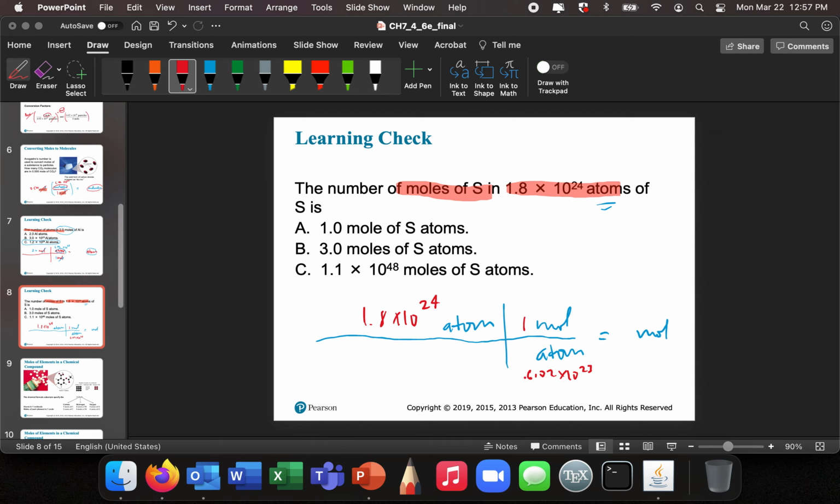And 1.8 divided by 6, this is the same thing as 18 times 10 to the 23rd, right? And 18 divided by 6 is 3, and I can see it right there, right? My 23rds will cross off. And 18 divided by 6 is 3, so it looks like the answer is B. All right, hope that's helpful. As I say frequently, we will get more practice in our homework.